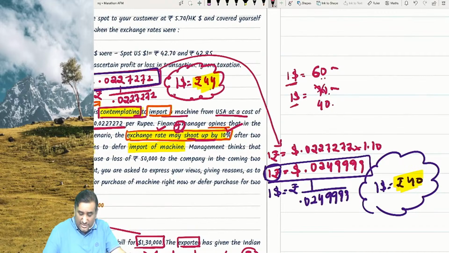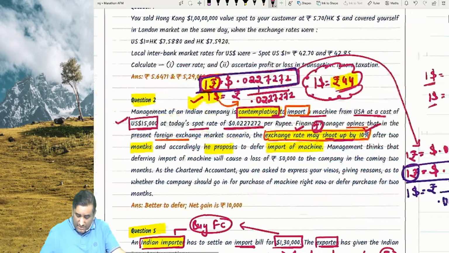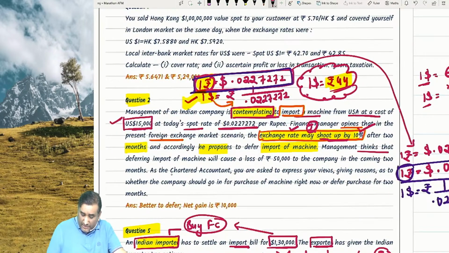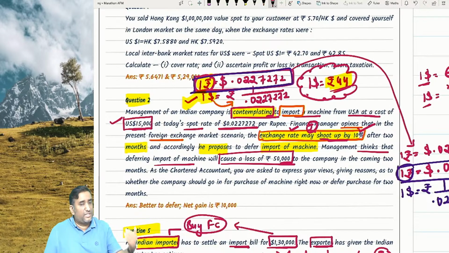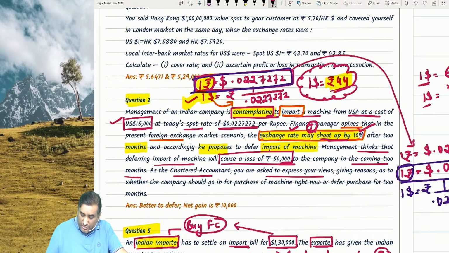That means he is talking about rupee shooting up after 2 months. That means today if he makes a payment, he'll make 6,60,000. If he defers the import of the machine, then his outflow would be 40 into 15,000. That's 6 lakh. Gross saving is 60,000. And then he says management thinks that deferring the import of the machine will cause a loss of what? 50,000. 60,000 saving, 50,000 loss to the company in the coming 2 months. As a chartered accountant, you are asked to express your views, giving reasons, as to whether the company should go in for purchase of the machine right now or defer the purchase. So the net benefit comes as 10,000. You can think of deferring the import.